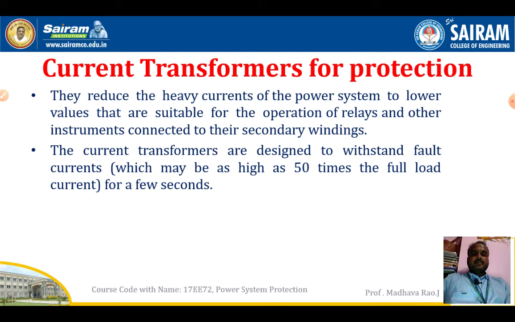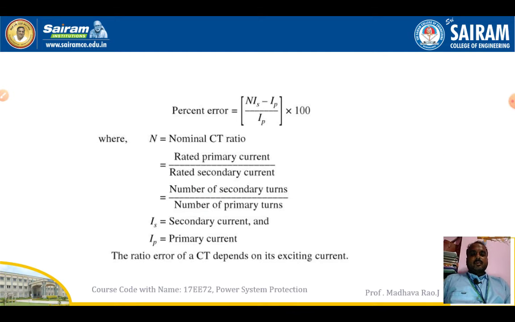The accuracy of the current transformer depends on the nominal ratio. Here, percentage error. How will we calculate percentage error? Using this formula: nominal ratio into secondary current minus primary current, whole divided by primary current. That is the percentage error. How much error you are getting, we can calculate by using that formula.